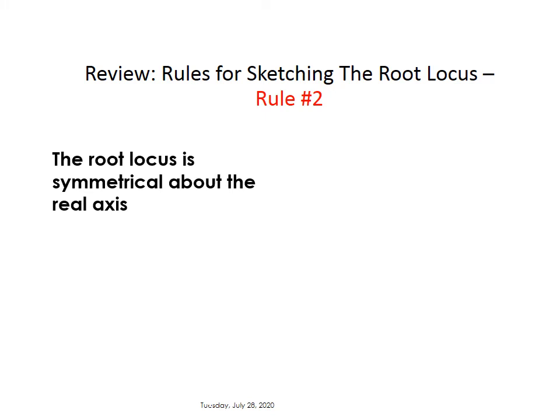We'll just go through the rules and then later we'll try to do an example to make sure that you understand the application of all the rules. Rule number 2. So what does rule number 2 say? It says that the root locus is symmetrical about the real axis. It is always symmetrical about the real axis.